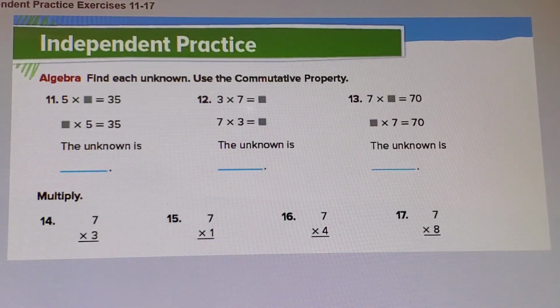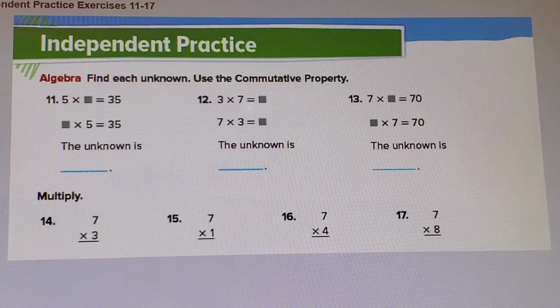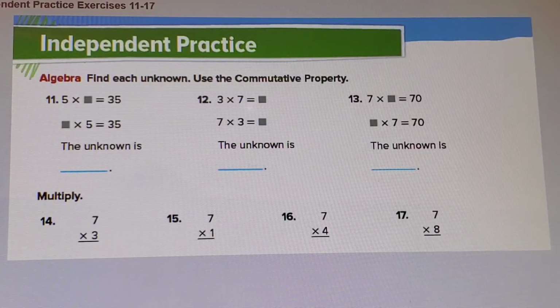3 times 7 equals unknown. The commutative property, 7 times 3 equals unknown. Write down the unknown on number 12. Number 13, 7 times unknown equals 70. Unknown times 7 equals 70. The unknown is... On 14, 15, 16, and 17, you're just multiplying those two factors.